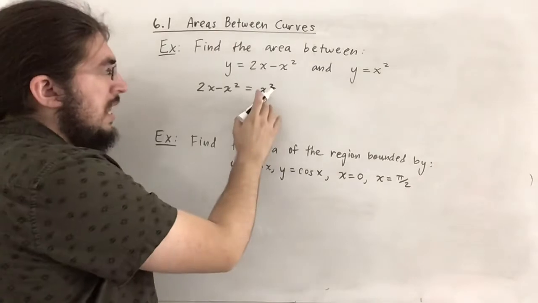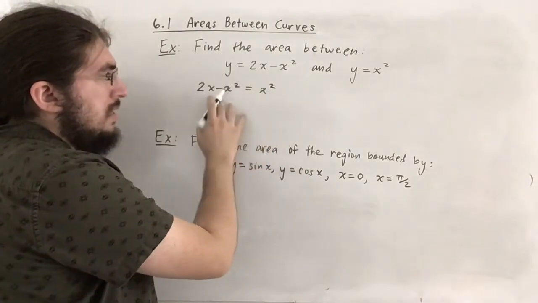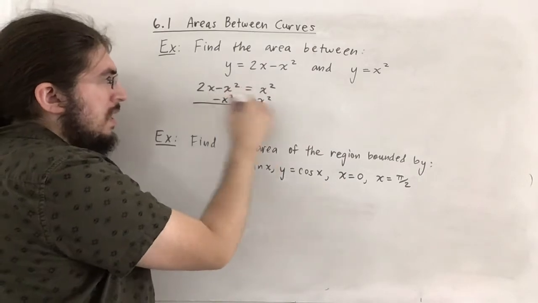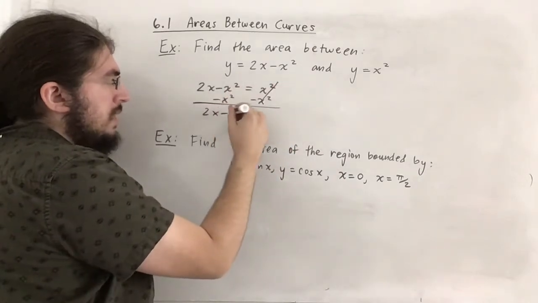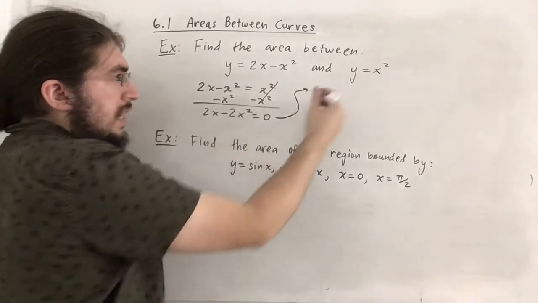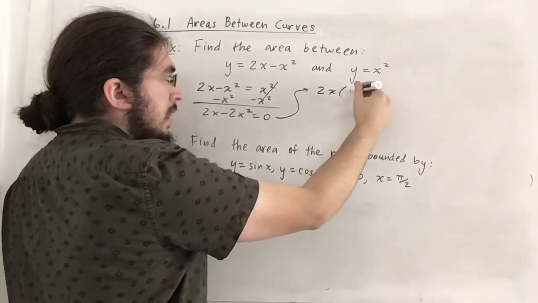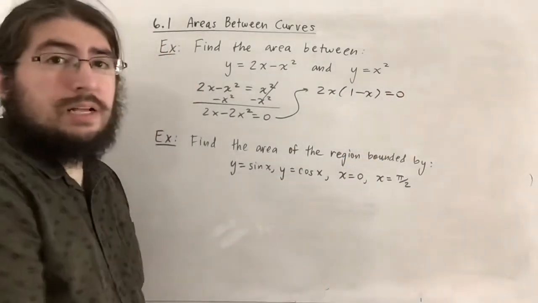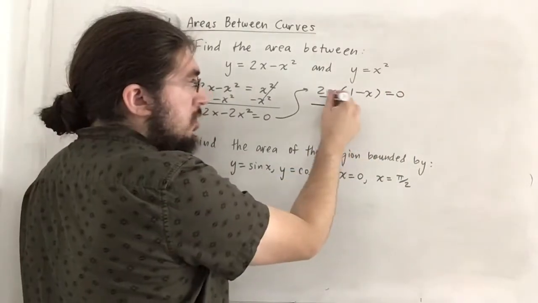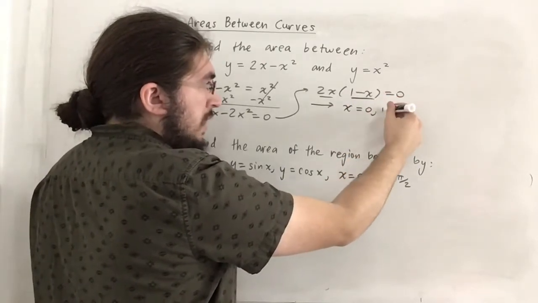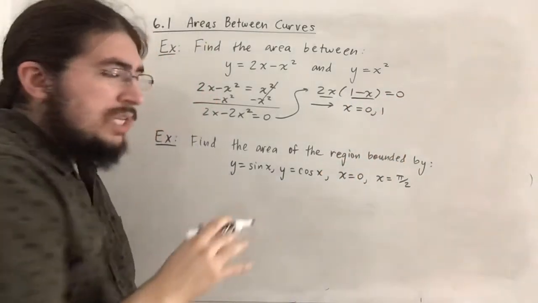We can, of course, subtract this to the other side, this x squared that is. And we end up with 2x minus 2x squared is equal to 0. Now notice that this factors really nicely. If you pull out 2x, you get 1 minus x on the inside. And that tells us by the zero product property that either 2x is 0, meaning x would be 0, or x minus 1 is 0, meaning x would be equal to 1. So these are our limits.